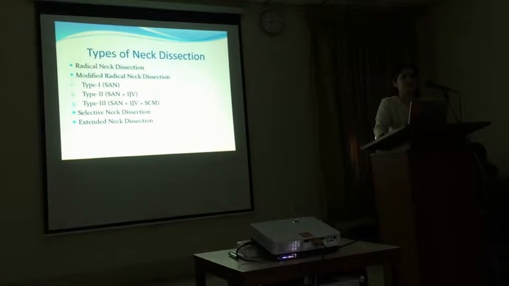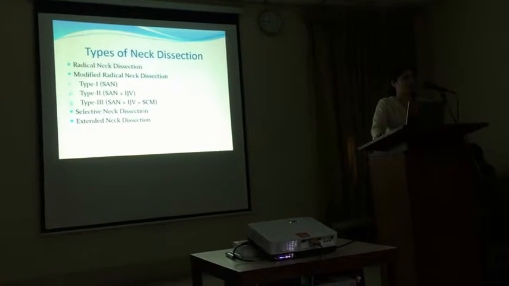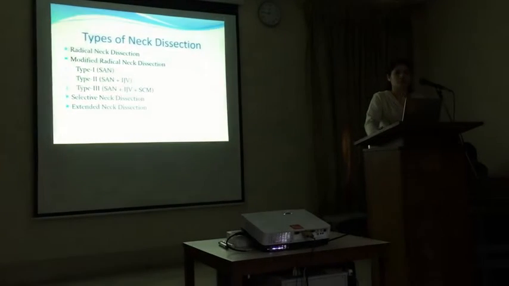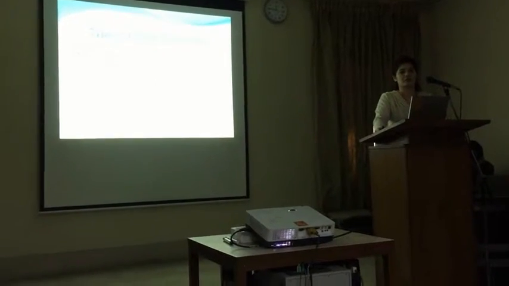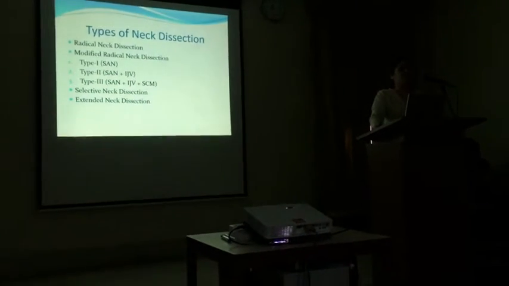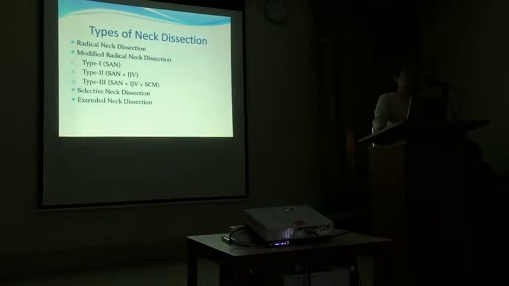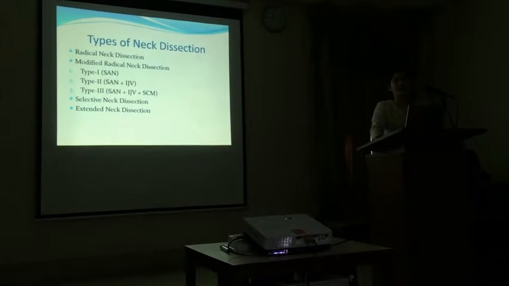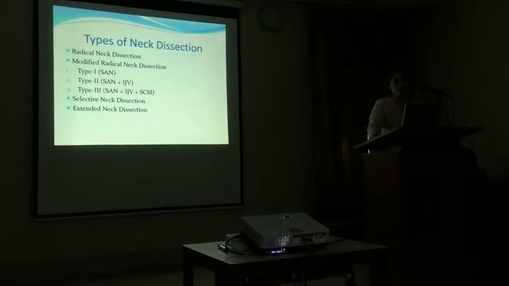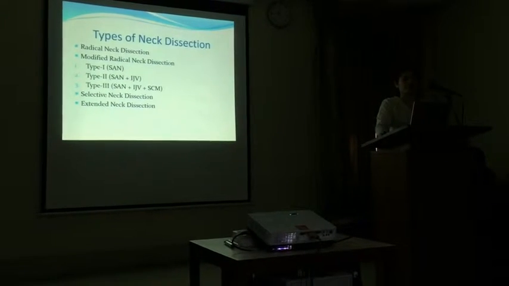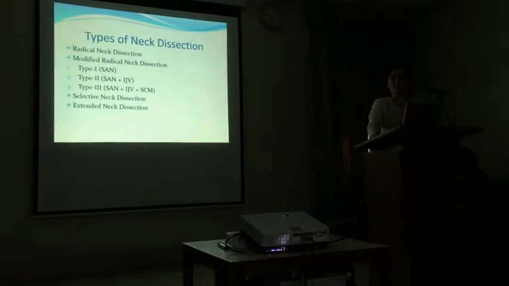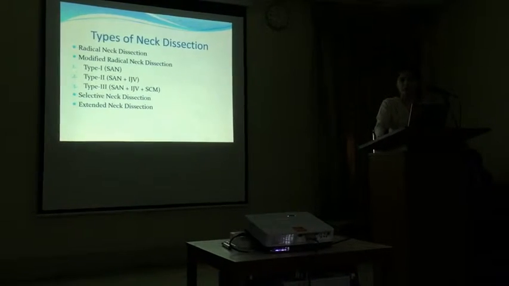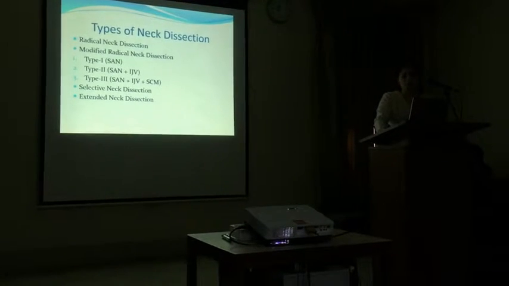The second important type is the modified radical neck dissection. In this, we also remove the level 1 to 6 lymph nodes, but one of these non-lymphatic structures is preserved, and it is further divided into 3 types: type 1, 2, and 3, depending upon the structure which we are going to preserve. The third type is the selective neck dissection, in which one or more groups of the lymph nodes which we routinely remove during the radical neck dissection are preserved.